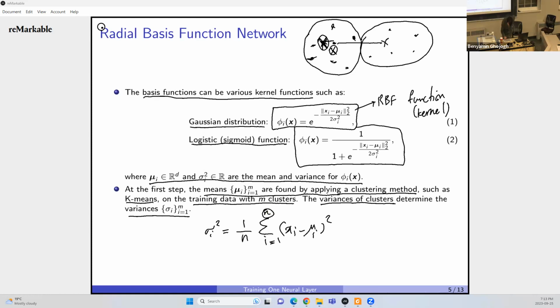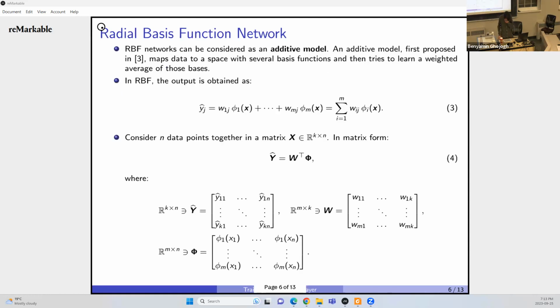Here n is the number of points in that cluster. Right? So you can use this. Now, RBF networks can be considered as additive models. Additive models are important things in mathematics, and I think in statistics.